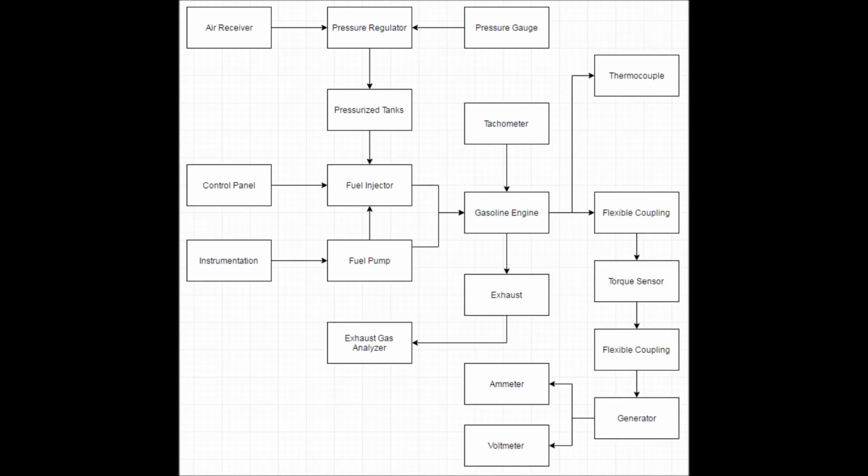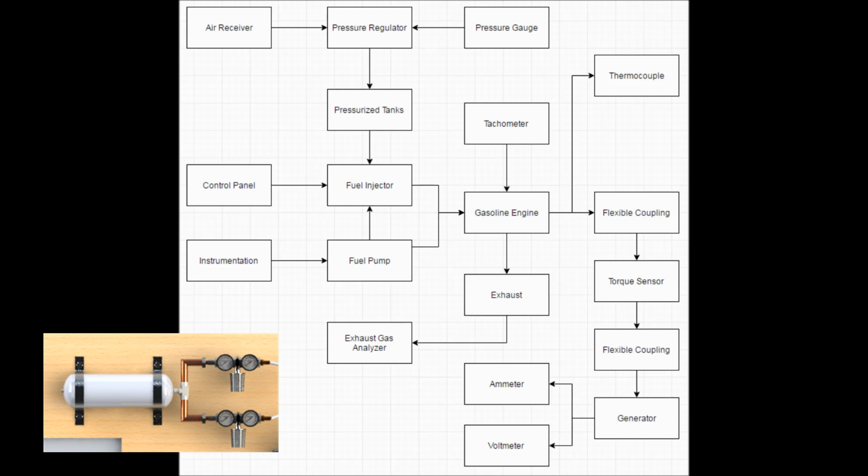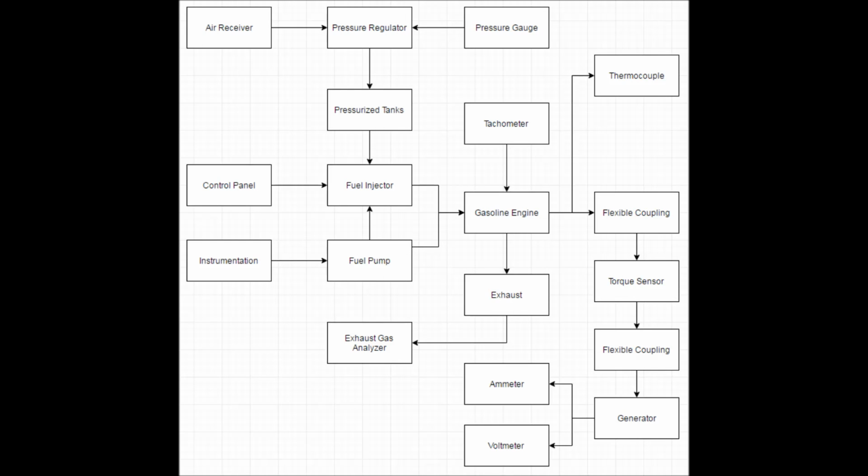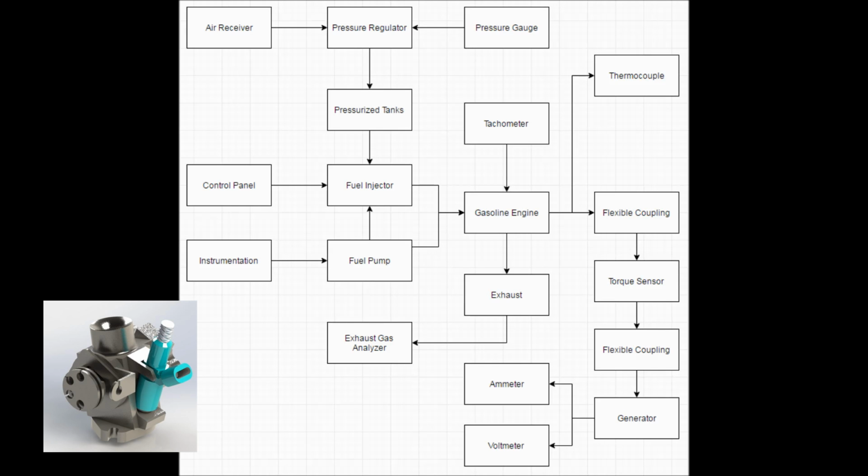So our conceptual design consists of the following components. We start off with the air receiver, which will indicate the amount of air required for the pressurized tanks. This will be displayed from the pressure gauge and will be regulated by the pressure regulator. The pressurized air contained inside the pressurized tanks will now flow in the fuel injector. The fuel injector is controlled along with the instrumentation of the fuel pump to mix the air and fuel ratio.